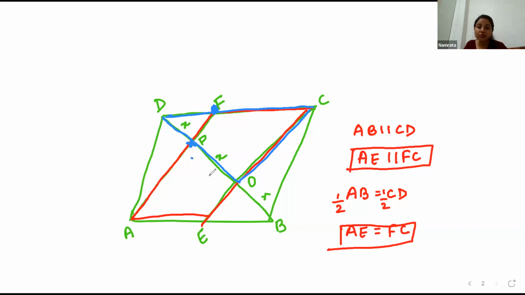By the converse of the midpoint theorem. So in this triangle, if this is Y, this has to be Y, because P is the midpoint of the side DO.